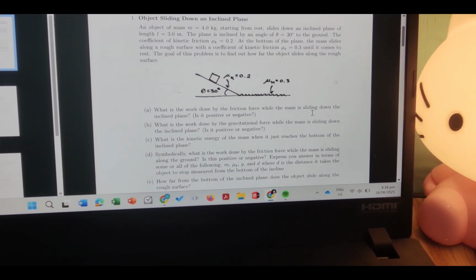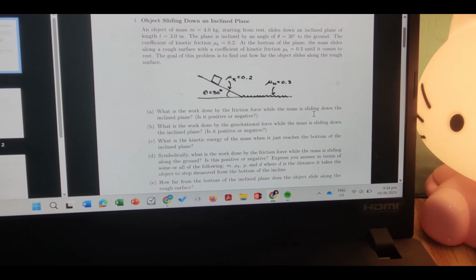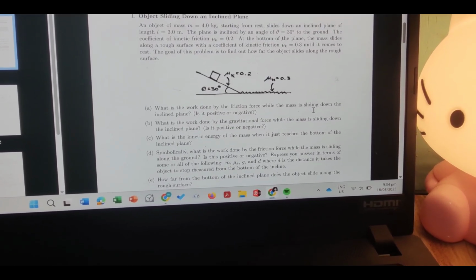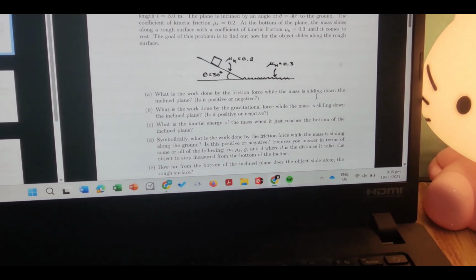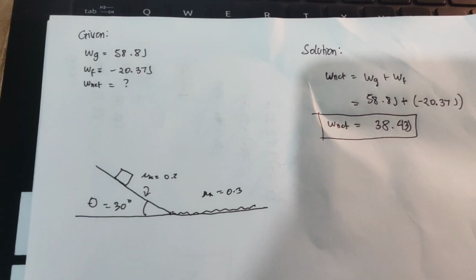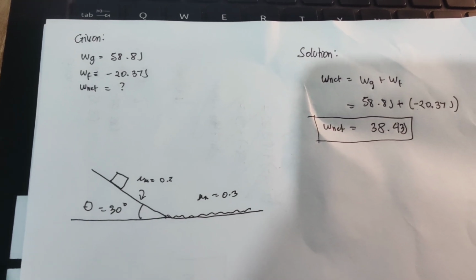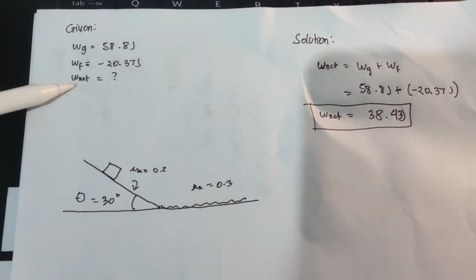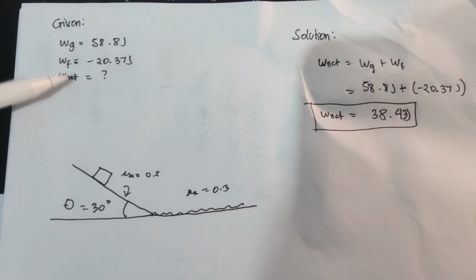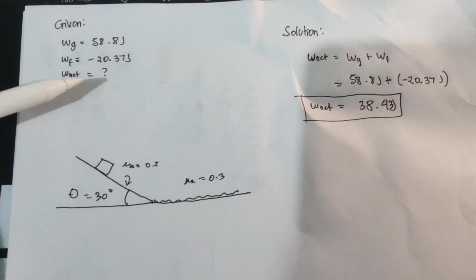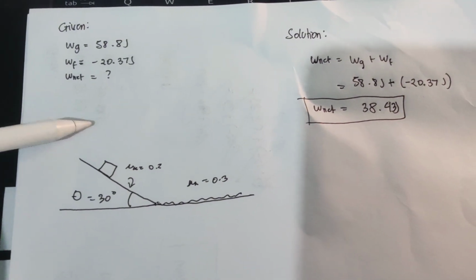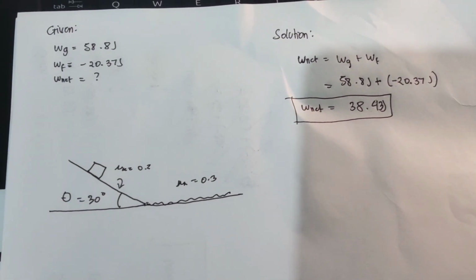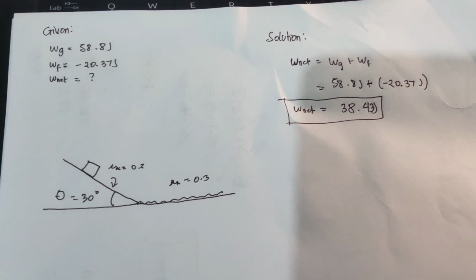let's now find the kinetic energy of the mass when it just reaches the bottom of the inclined plane. So we have our givens here: work by gravity is equal to 58.8 joules and work by friction is equal to negative 20.37 joules. And we're finding the net work, or the kinetic energy at the bottom.